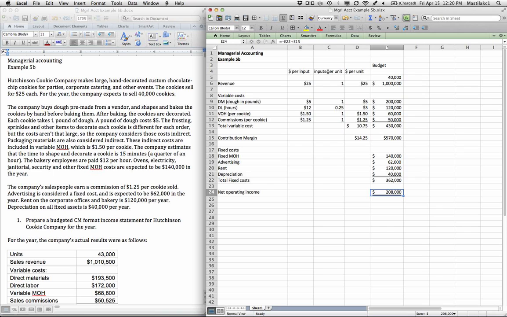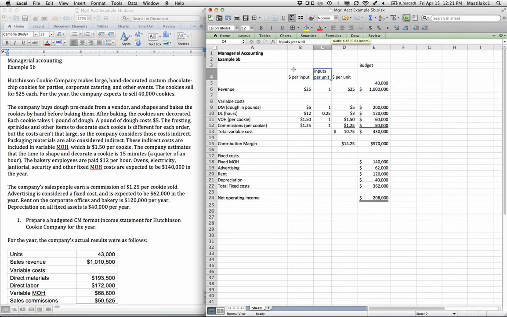And all we've really done here is we've taken the data that we're given on a per unit basis for the inputs that we have and translated those into dollars. So this is not terribly different from what we did when we came up with our budget in the previous example.